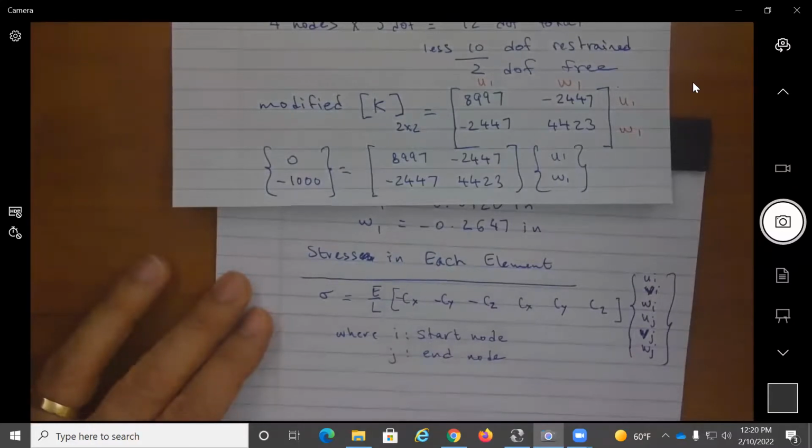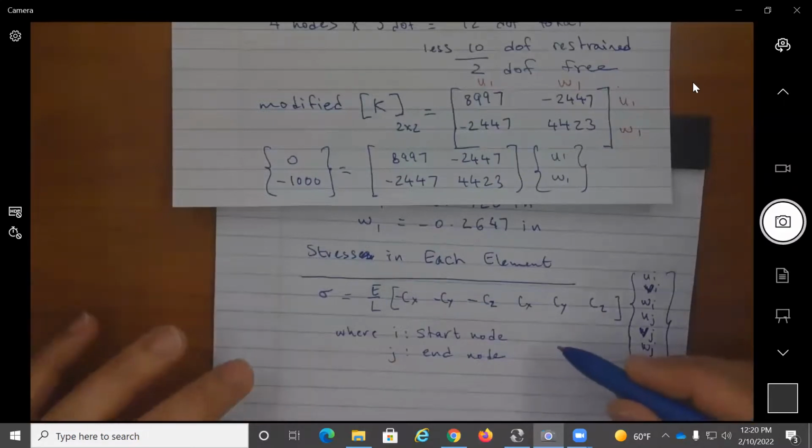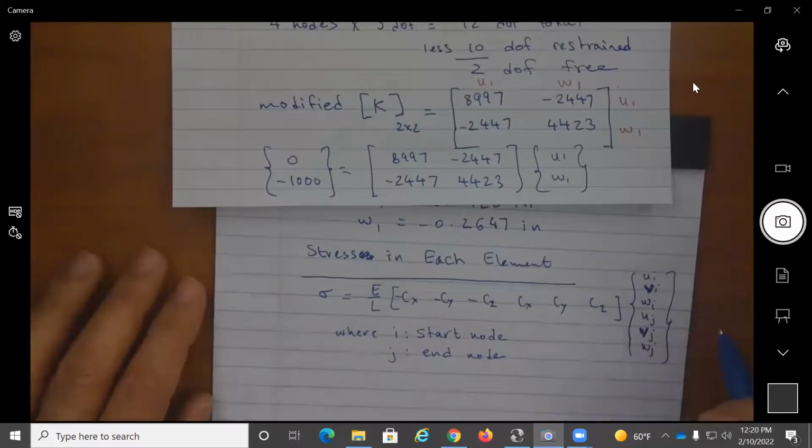Is there no K components? Excuse me? Is there no K components? No K components? No, I am reusing I and J to refer to a start point and end point, not the unit vectors.